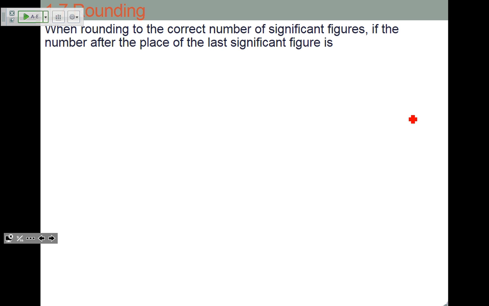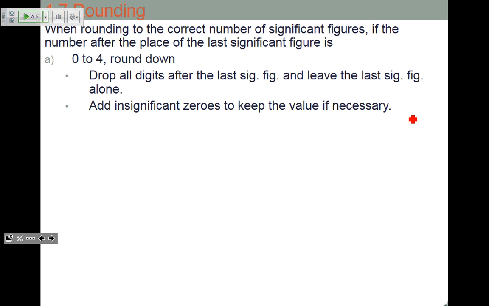Of course, if you are taking a measurement and we're going to be doing some calculations, you might have to round your final figure to denote the appropriate number of significant figures based on your measurements. So we need to talk a little bit about rounding. But rounding's fairly straightforward, and this is really no different from what you've learned about rounding before. So 0 to 4, we're going to round down. We drop all digits after the least significant figure and leave our least significant figure alone.